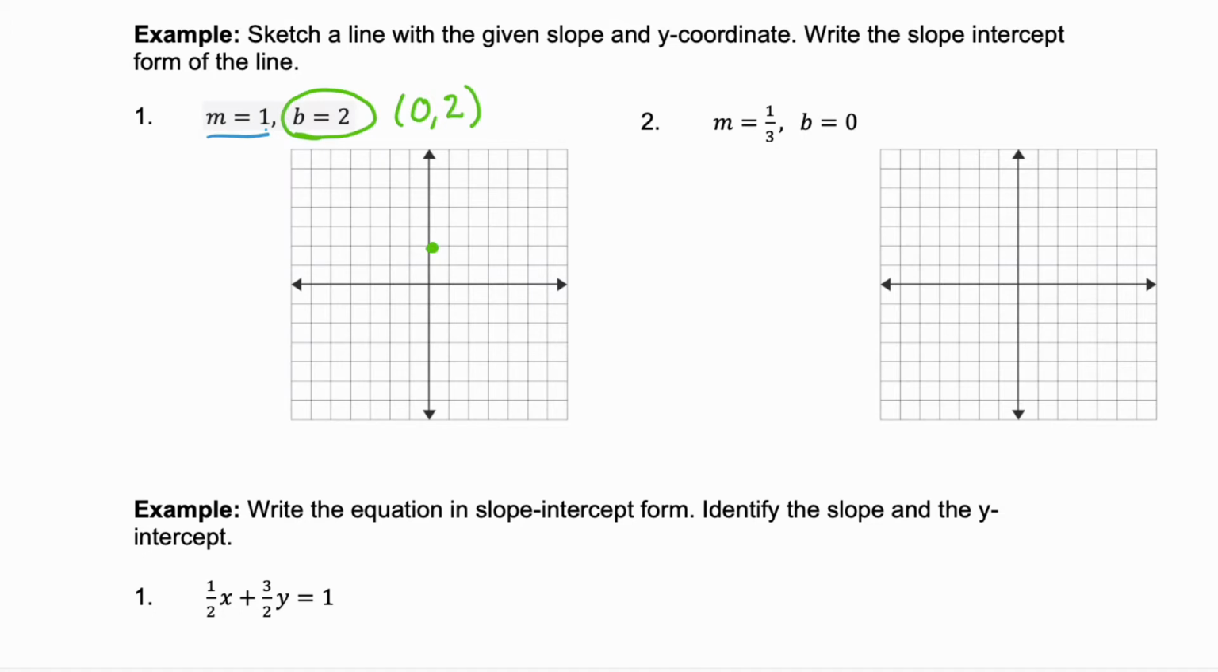Then, recall with slope, it's easiest to remember it as a fraction, and 1 is the same as 1 over 1. And that's rise over run. So, from our green intercept, we rise 1 and we run 1. So up 1, right 1. And you can continue to do this. Remember, I need lots of points to get somewhat close to a straight line. Now, connect the dots.